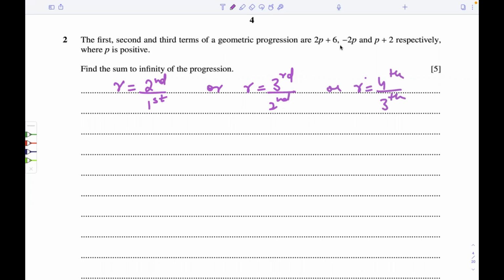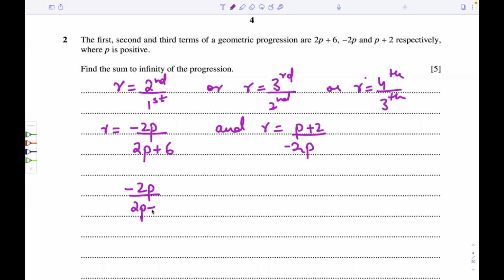Now we know that the second term is −2p, so we can write r = −2p divided by the first term, which is 2p + 6, and r can also be written as the third term, which is p + 2, divided by −2p, which is the second term. Now as it is a single geometric progression, the common ratio must be the same, so we can equate these two equations and find the value of p.